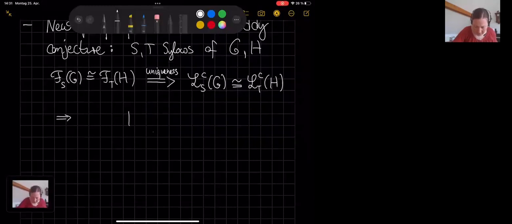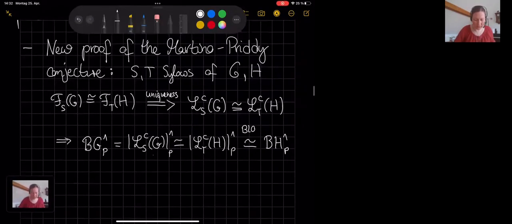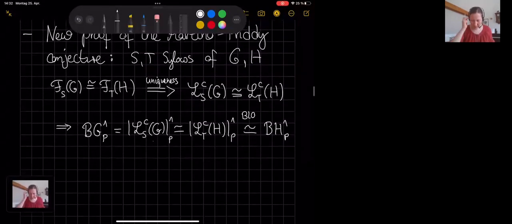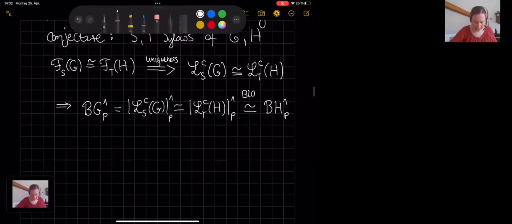And then we know also that the nerves are homotopy equivalent. Then the same is true after p-completion. But now we have this theorem of BLO, which says that this is just the p-completed classifying space of H, and this is the p-completed classifying space of G. And so we get that they are homotopy equivalent p-completed classifying spaces. So this would be a proof of the Martino-Priddy conjecture without the classification of finite simple groups.